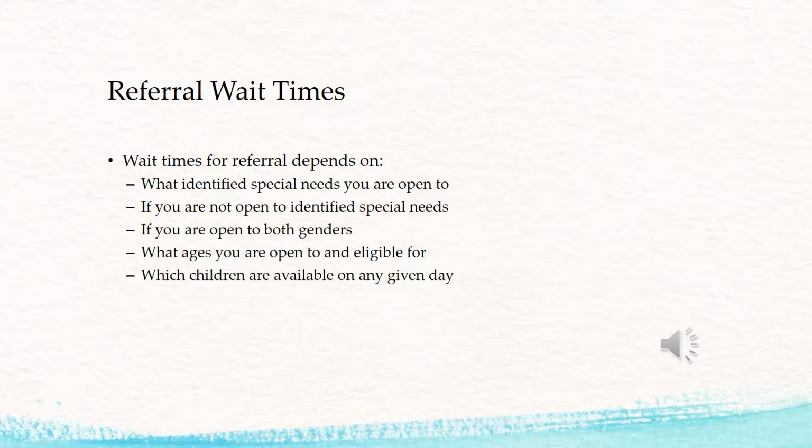Your openness to gender, age range, and various medical conditions will affect the length of time that you wait for a match. The more open a family's criteria for their child, the more quickly they could be matched compared to families who request a very young child with minor special needs. So it really all depends in regards to wait time on if you are open to identified special needs, which special needs you're open to, if you're open to both genders, which ages you are eligible for and open to, and ultimately which children are available at any given time. And so all those things factor in to the wait time process for waiting for a referral.